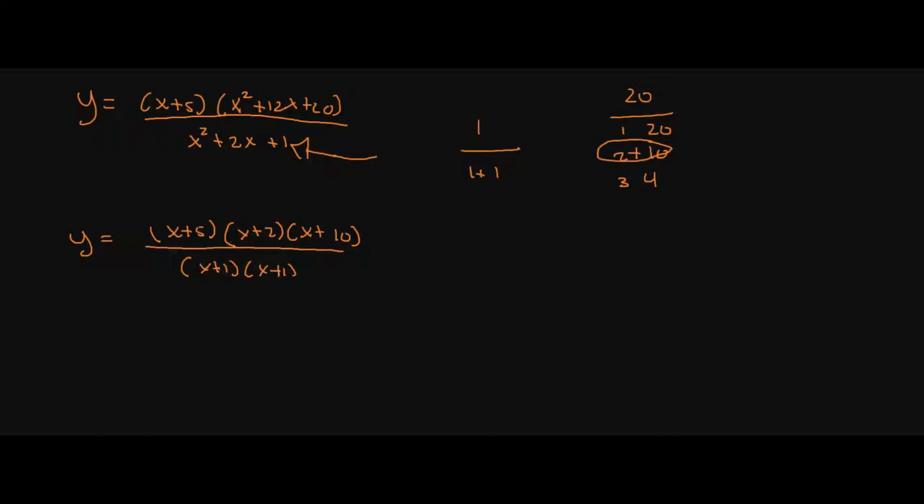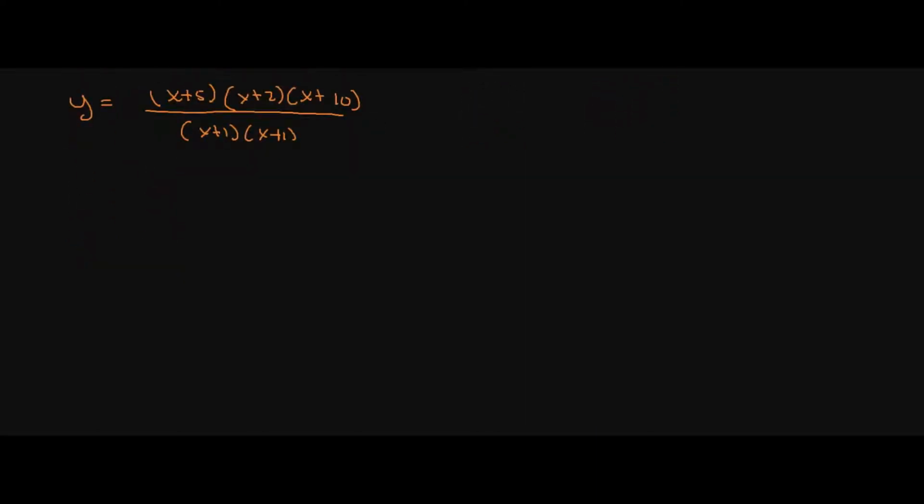All right, now that it's rewritten into factored form, let's go ahead and solve. We want to find our x-intercepts, and we also want to find our vertical asymptotes.